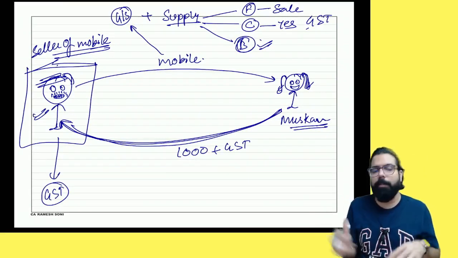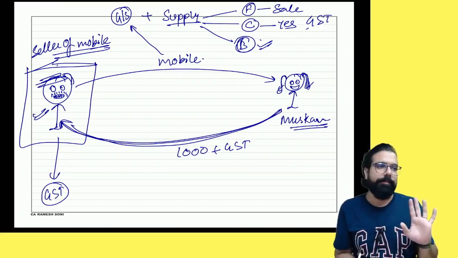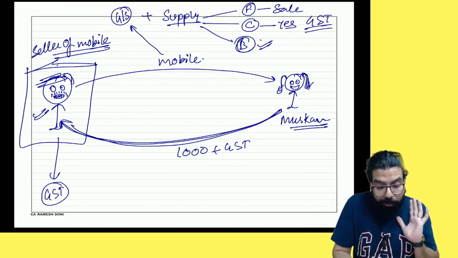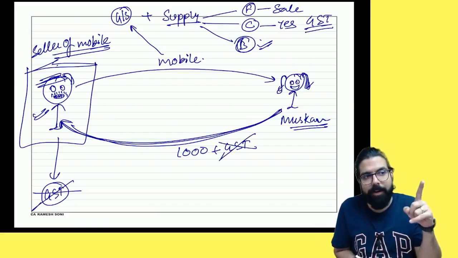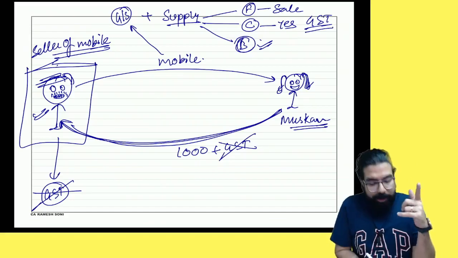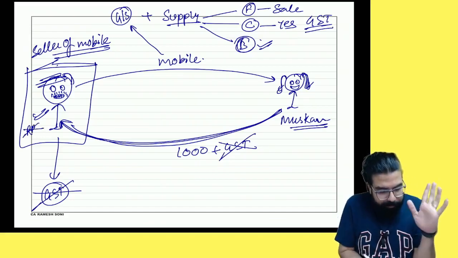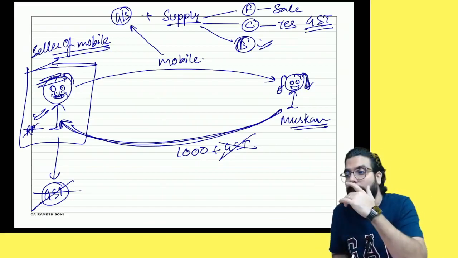Can I go ahead, everyone? If Manoj is not registered, then no GST. But GST will get imposed. But he will not collect anything. He will not pay anything. Is my point clear? If he is not registered, is my point clear to all? Chalo, I'll ask you the next question.